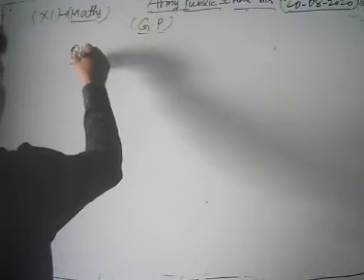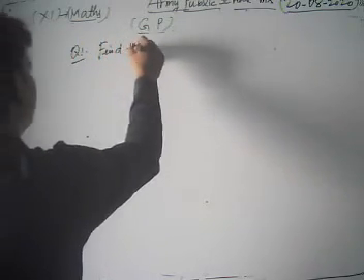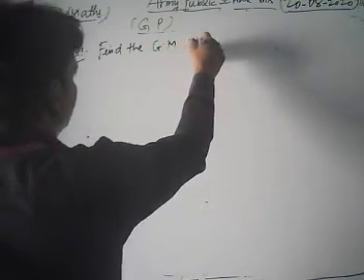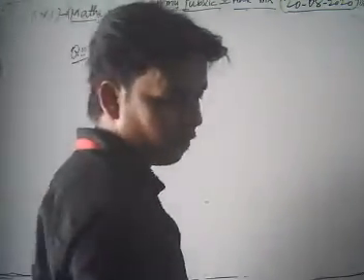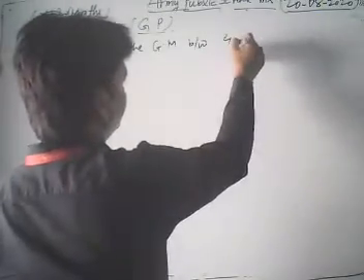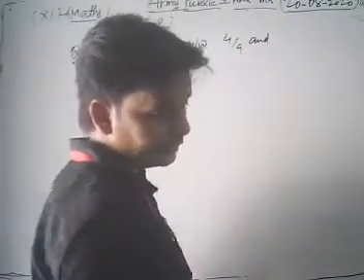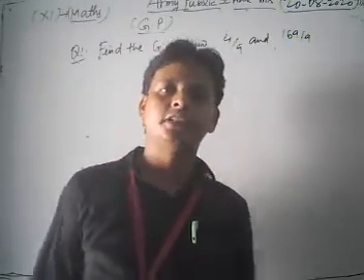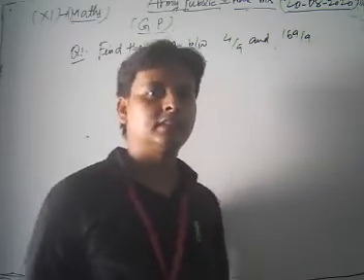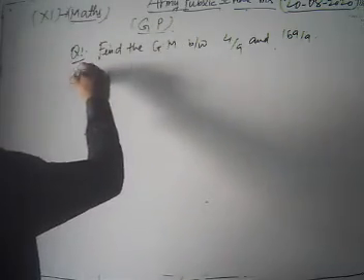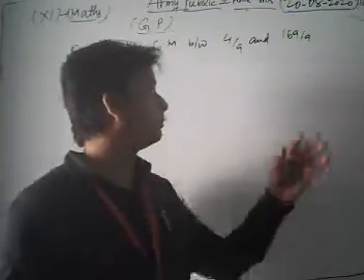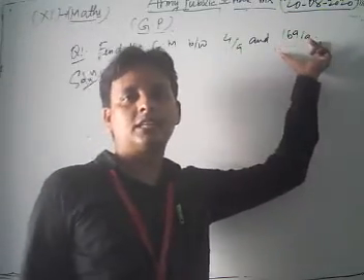Find the geometric mean between 4 by 9 and 169 by 9. This is one of the most important questions of your NCERT exercise. Look what I do. Here we find the geometric mean between the two numbers, 4 by 9 and 169 by 9.